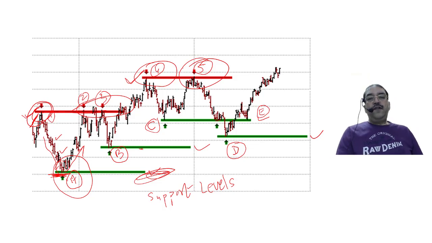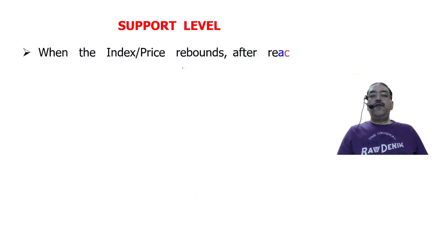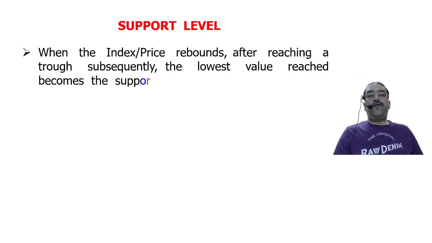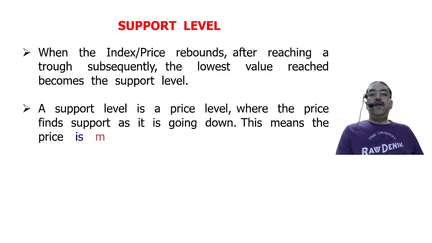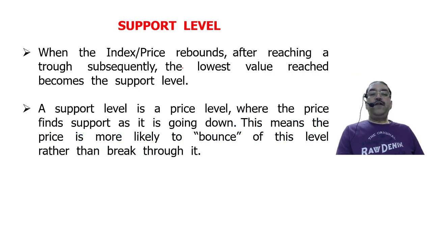Okay. So now let us see the theoretical points of this. Support level first. When the index or the price rebounds after reaching a trough, meaning the lowest point, the bottom point, the lowest value reached becomes the support level. What is a support level? A support level is a price level where the price finds support as it is going down, as you are falling. I'll give you an example. Remember the example, you will understand the concept. As you are falling from the table, somebody holds you and you don't fall on the ground, you fall in the hands of that person.